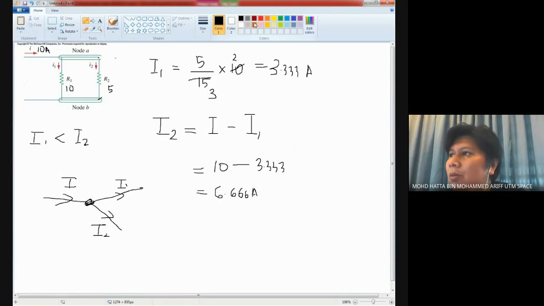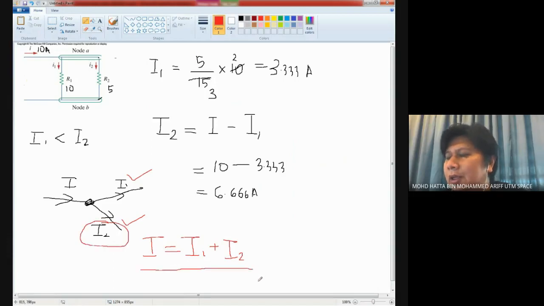Okay, once you get the value of this I, definitely this is easy, right? Just by using I equals I1 plus I2, the concept of Kirchhoff's current law. We can easily find the value of I2 just by using this relationship.